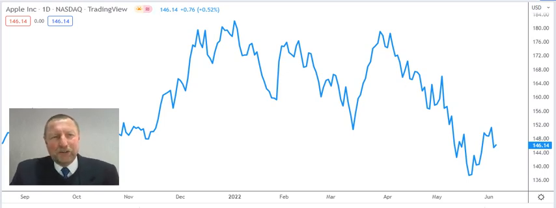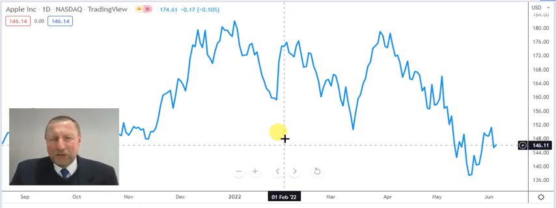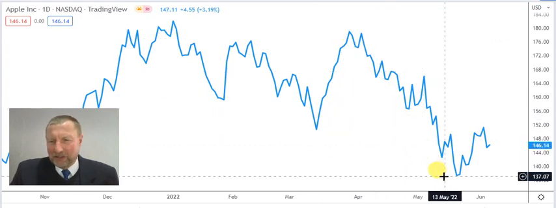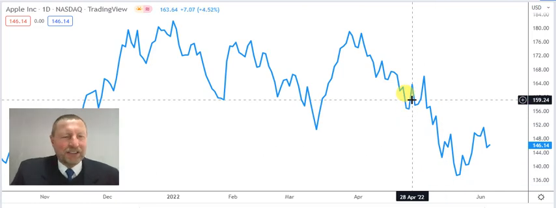So let's kick off with the first request, and that was Apple. Now, Wally asked about Apple. Now, Wally, first of all, this share was around $180 a few months ago. It went down as low as 137, and now it's flirting around 146. So it looks like there's some buying interest here.